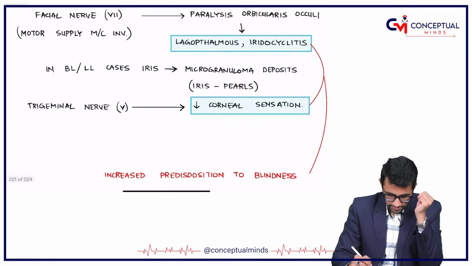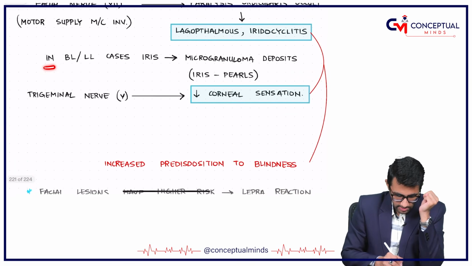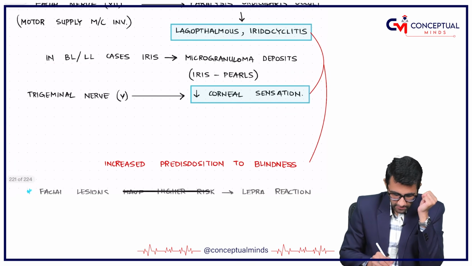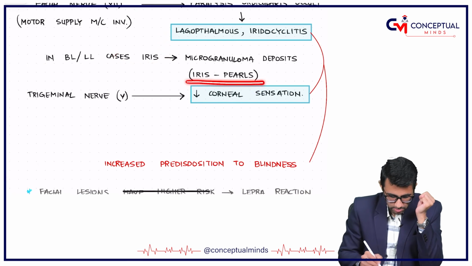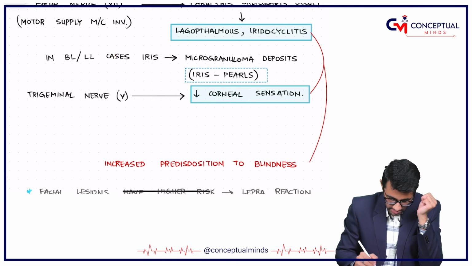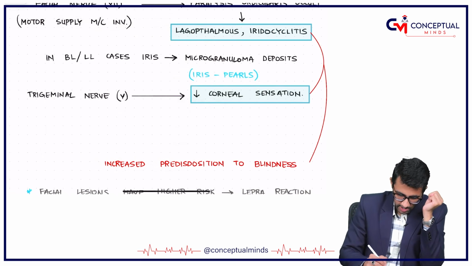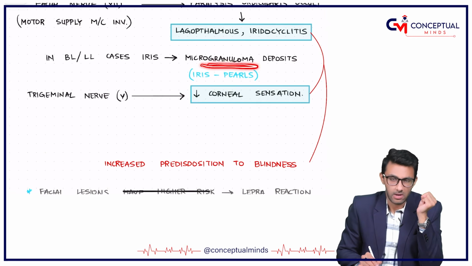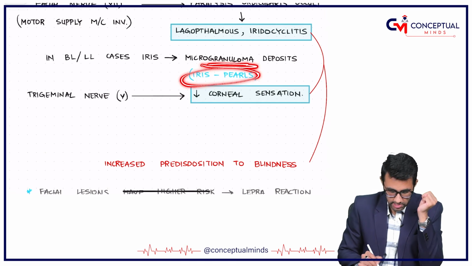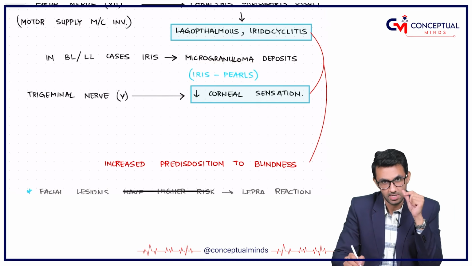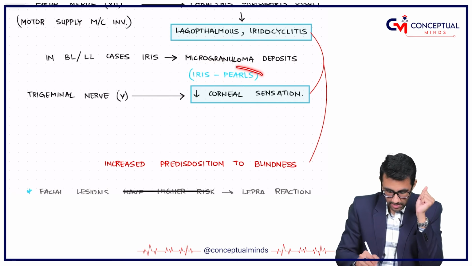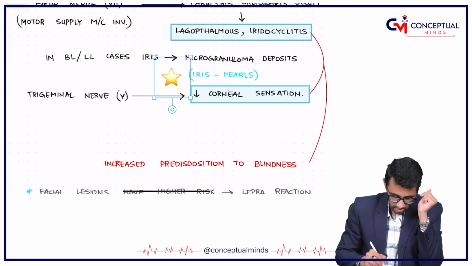Okay, fine. In the BL and LL cases, we see in the iris something called iris pearls. And what are these? They are microgranulomas which are deposited in the eyes. Iris pearls, a very classical thing that we should remember.